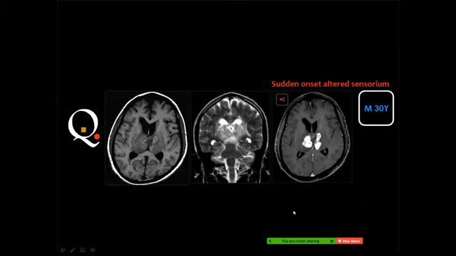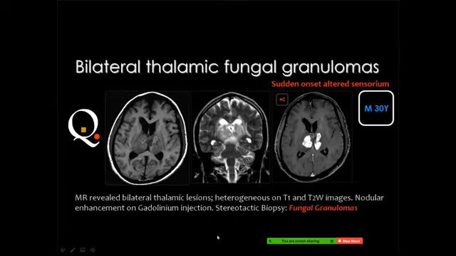Okay, this is once more a fungal infection of the brain. And how can you know that this is fungus? By the extensive enhancement of the lesion after injection of contrast. This is almost a classic appearance.